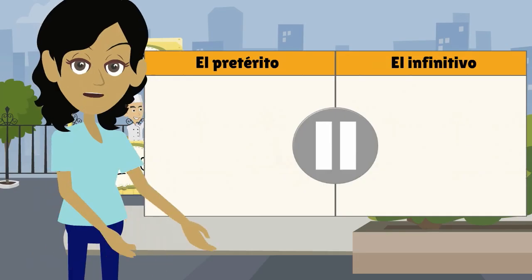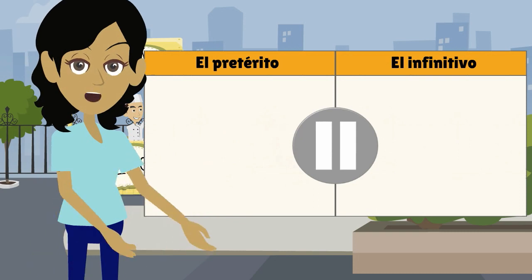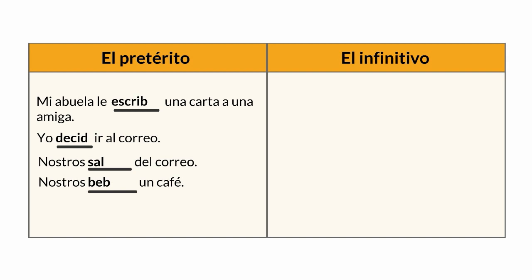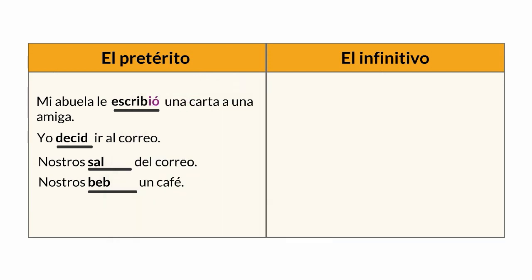Now on your T-chart, write the verbs that Oscar uses to describe what else he did on Saturday as I repeat them. In the conversation you heard Oscar say, Mi abuela le escribió una carta a una amiga.